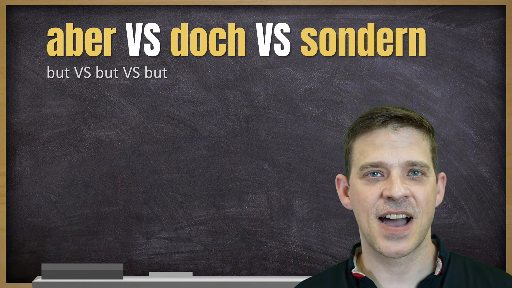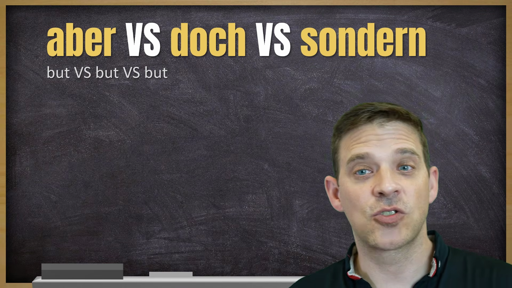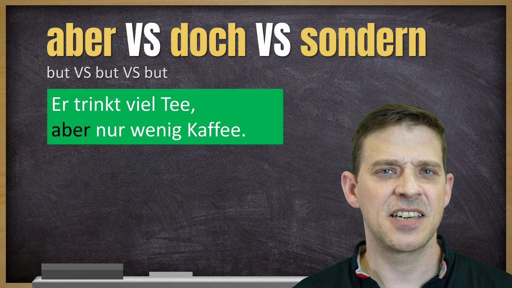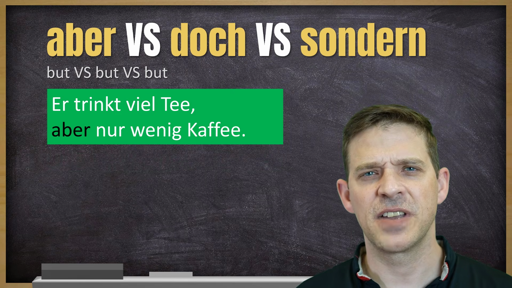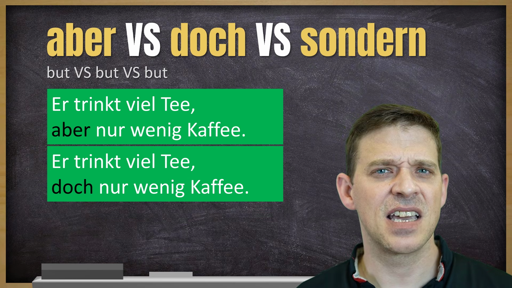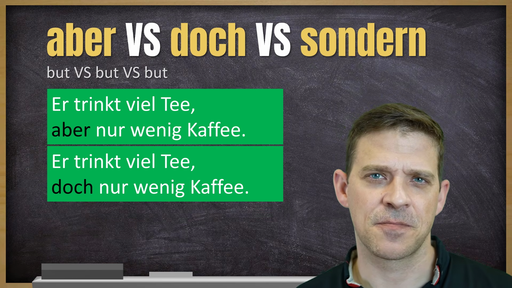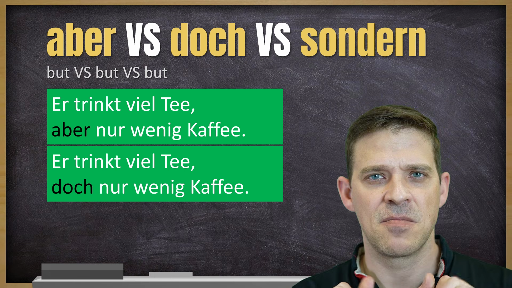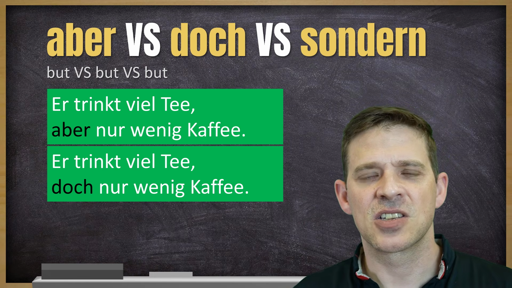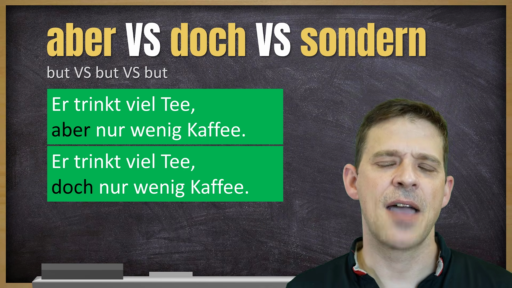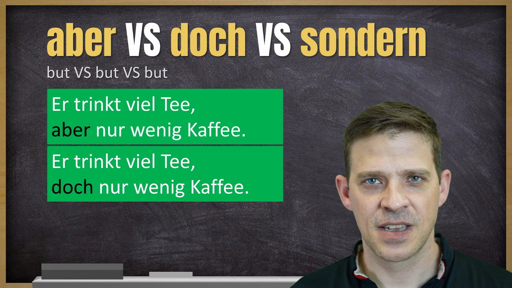Und Tipp Nummer 2, aber, doch, oder, sondern. Zum Beispiel, er trinkt viel Tee, aber nur wenig Kaffee. Oder, you can also say, er trinkt viel Tee, doch nur wenig Kaffee. Aber und doch have exactly the same meaning. The small difference here is this doch is a little bit stronger. It's used to emphasize a little bit.